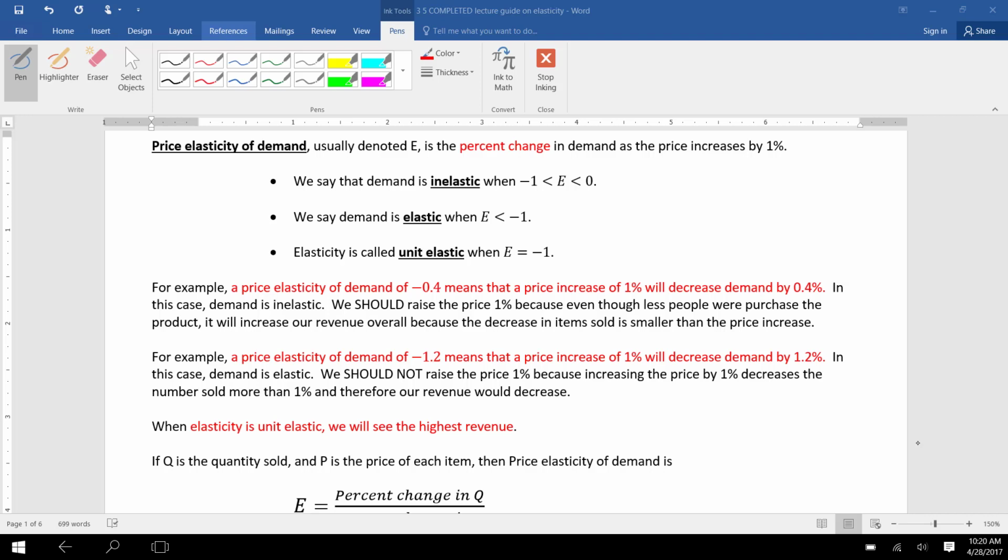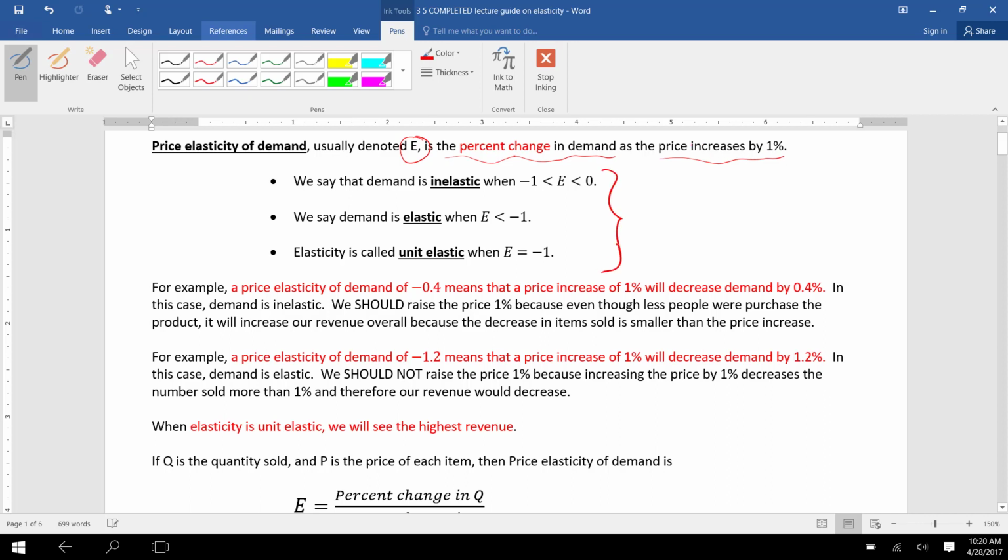This is Unit 3, Block 5. We're going to talk here about price elasticity of demand. Price elasticity of demand is usually denoted with the capital letter E. It means the percent change in demand as price increases by 1%. So when we find this value E, it will always mean how much the percent demand went down as price went up 1%.